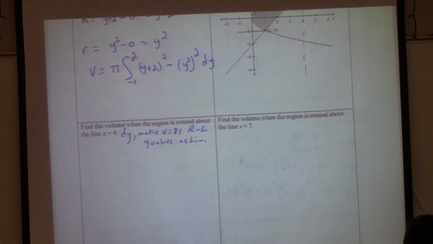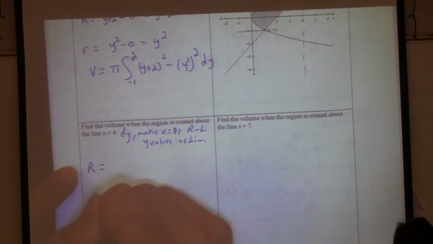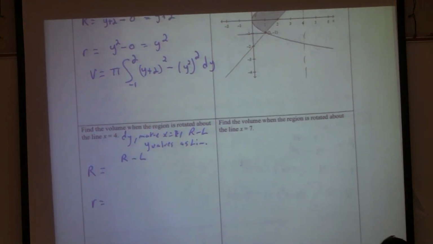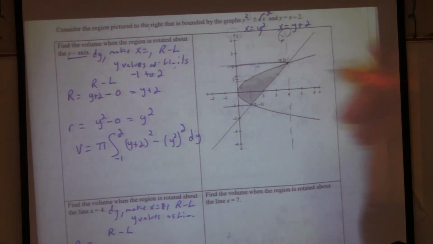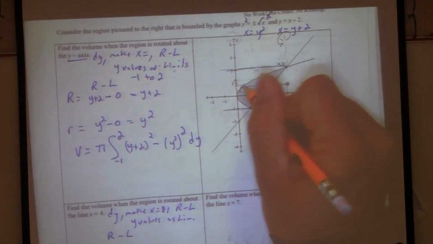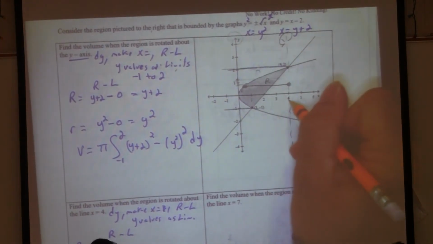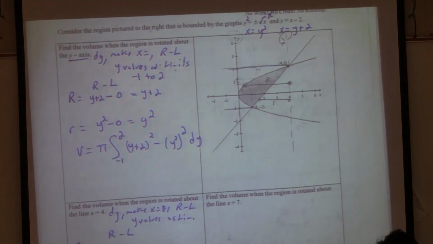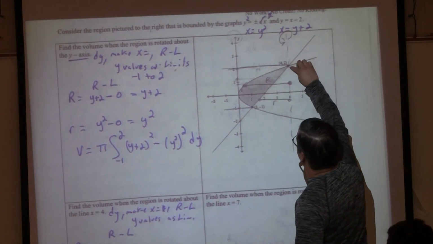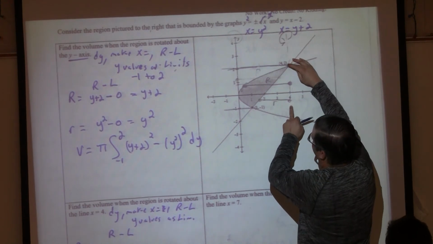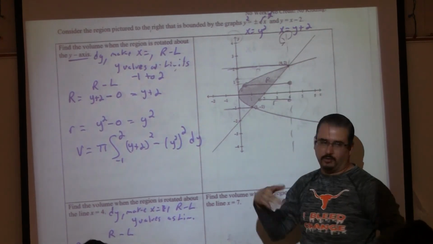Okay, so let's do it. Big R and little r, right minus left to get them. What do I do? I go to the axis, and I go to the one furthest away from it, big R. Go to the axis, go to the one closest to it, little r. And again, something to consider is whether that gap is going to exist throughout the entire interval. Yes, as I revolve around this axis, I'm going to have that gap throughout the whole interval.